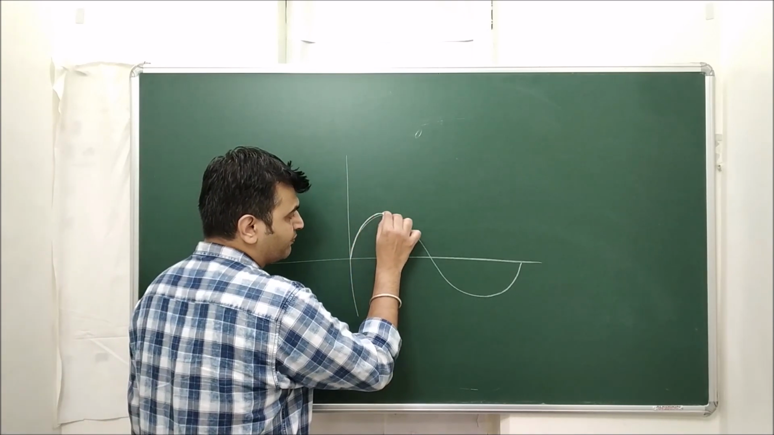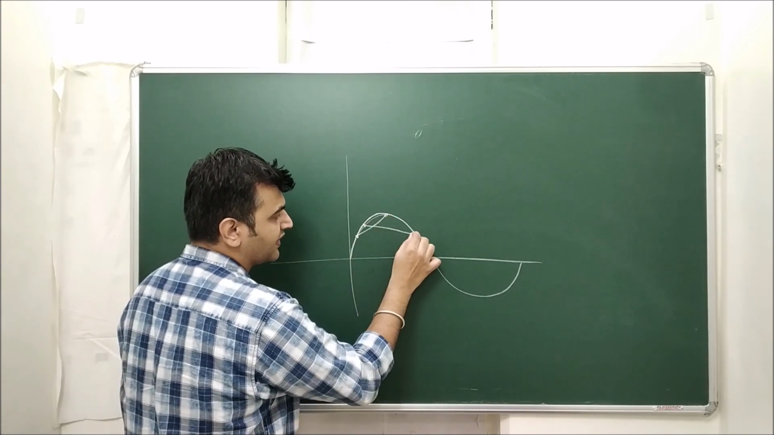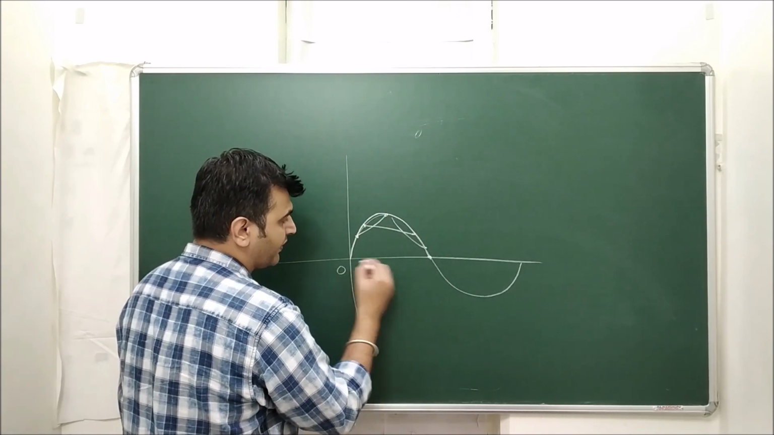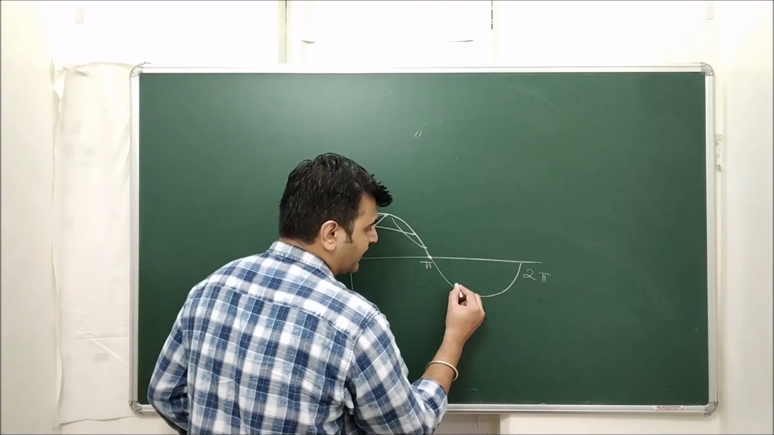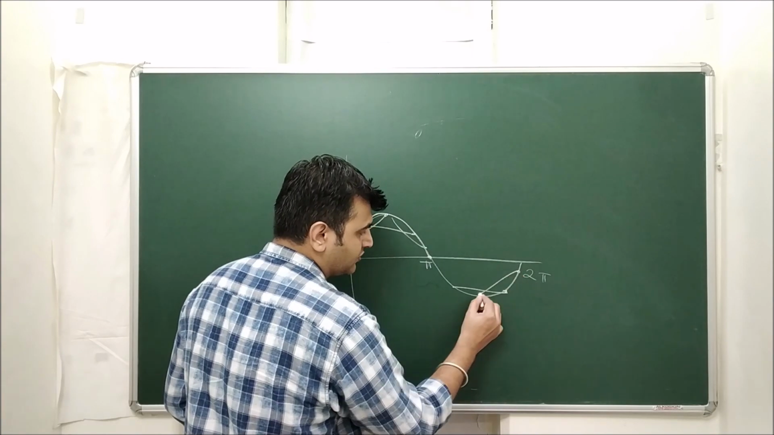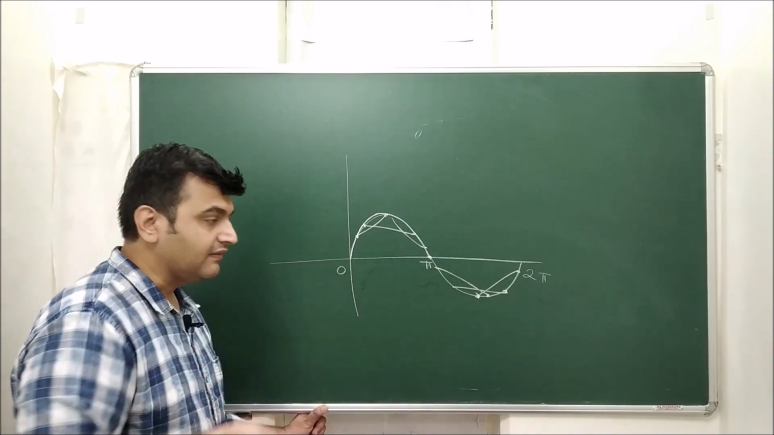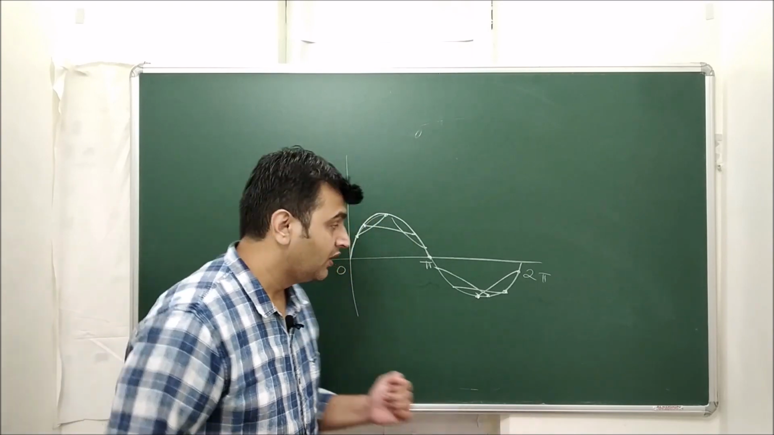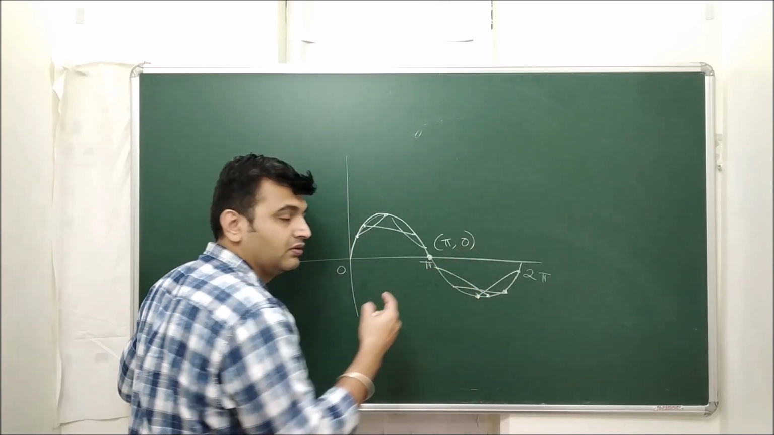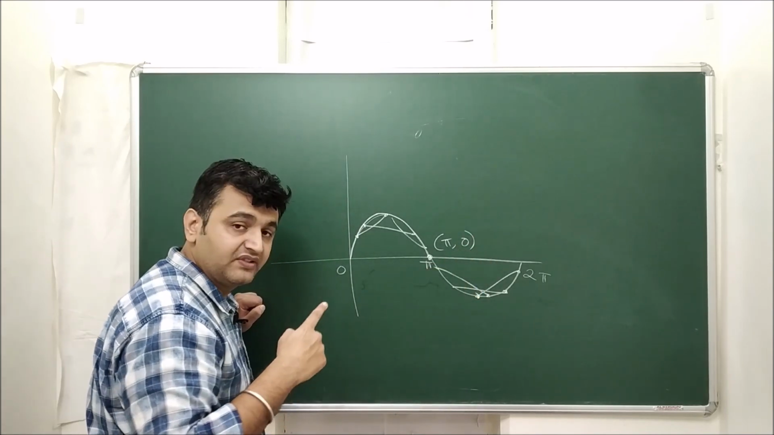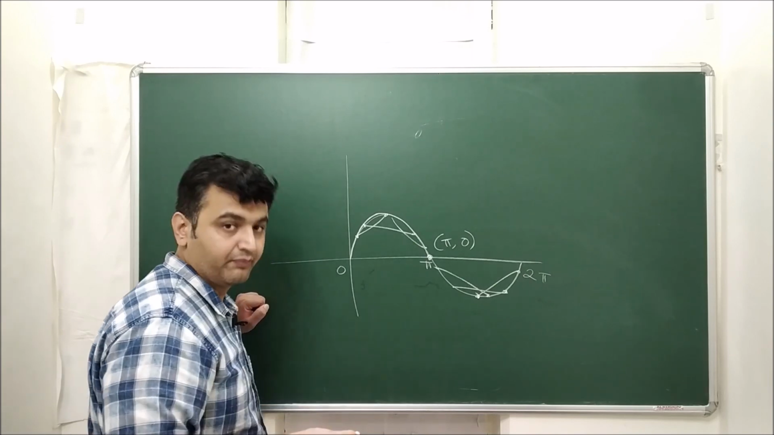From 0 to pi, you take any 2 points, the line is below the graph, therefore from 0 to pi it is concave down. From pi to 2 pi, you take any 2 points and draw the line joining the points on the graph, then the line is above the graph, so here it is concave up. So at pi comma 0, the graph is changing its nature, going from concave down to concave up.